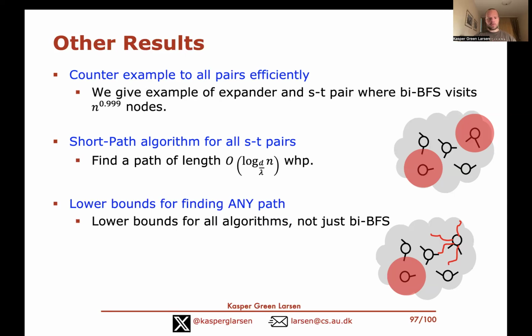Finally, the paper also has lower bounds. Maybe you could think there are other algorithms besides bidirectional breadth first search that are even better. Maybe you can beat square root n by doing something more clever. Maybe you sample a bunch of vertices at random in the graph, grow some balls and something, right? What have you. But in the paper, we also show lower bounds for all sublinear time algorithms, not just bidirectional breadth first search. And we show that in such expanders, they have to query around square root n nodes, right? So basically, bidirectional breadth first search is nearly an optimal strategy.